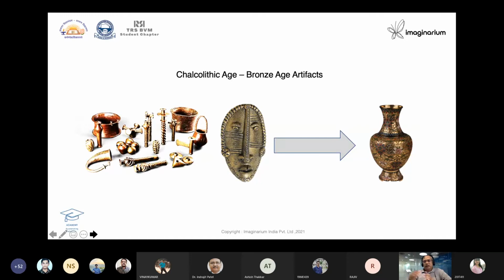And the one on the right hand side, you have a vase, which is so beautiful. The technology has been attaining the finesse we see today.